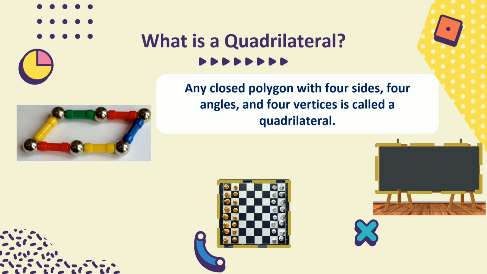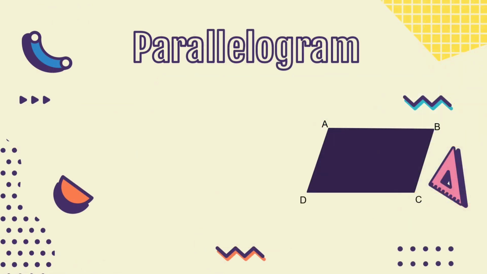Okay. So the first quadrilateral we are going to study is a parallelogram. In this picture, ABCD is a parallelogram. We need to verify that. But can we say ABCD is a quadrilateral? Yes. Why? Because it has 4 sides.